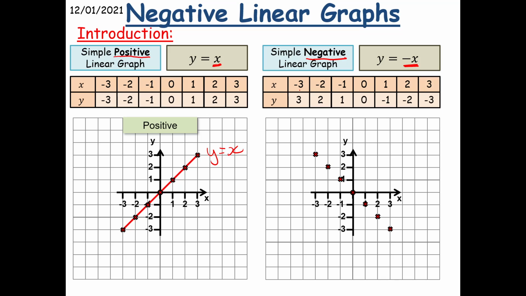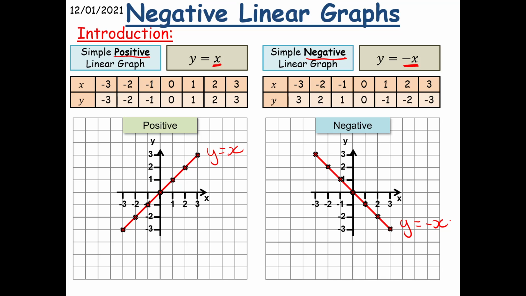Join them with a straight line, and you should be able to observe that this graph is a negative linear function because it's a straight line, and going from left to right, it's going downwards. So the slope is going down. That states that it's negative, and that was our function y equals minus x.